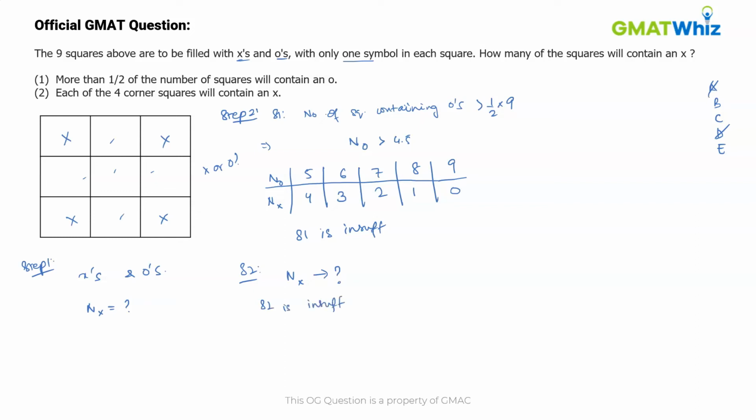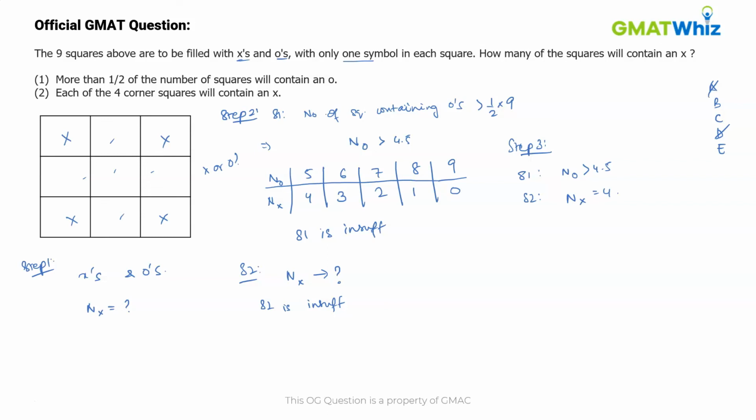We move on to the last step and check the sufficiency of both the statements together. Now from statement 1 we have that the number of squares which will contain O is greater than 4.5, and we are given from statement 2 that each of the 4 corner squares will contain an x. That means the value of nx is equal to 4.